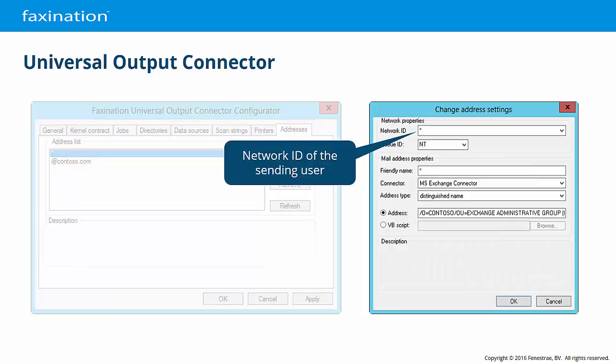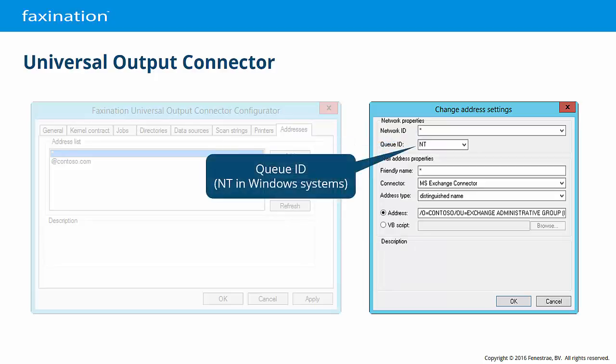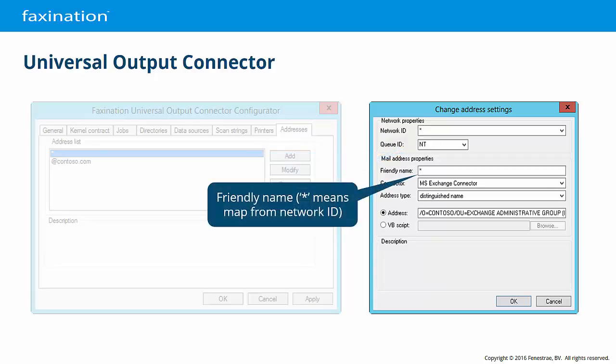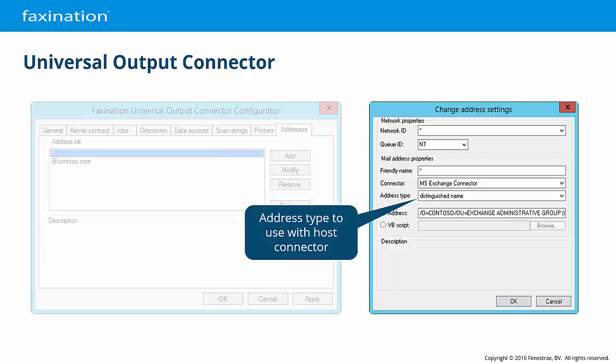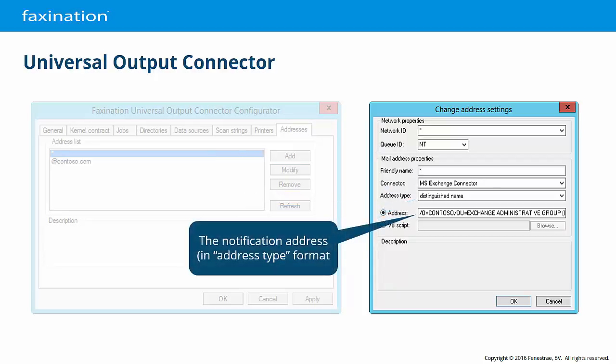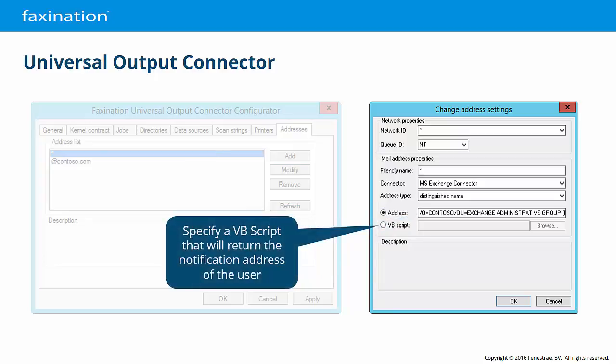The Network ID is the identifier of the sending user that is pulled from the spooled printer data. The QID is NT for all Windows-based operating systems. You may define a friendly name or map the network ID to the friendly name. You can select the host connector that will deliver the inbound notifications, the address type, and the address that matches the address type, or a VB script to run against the spooled data that will return the sender information to the UOC.